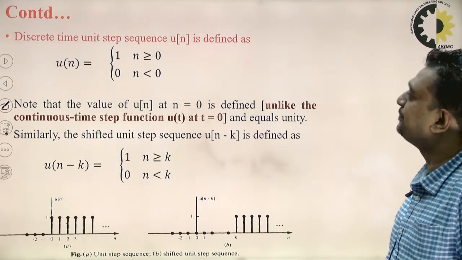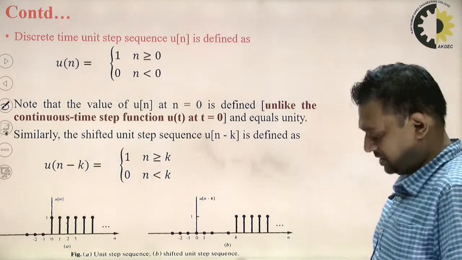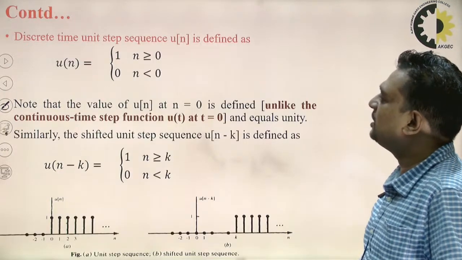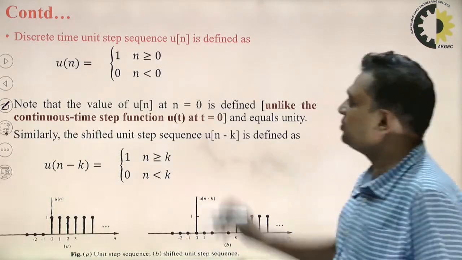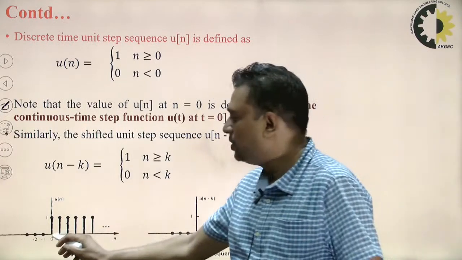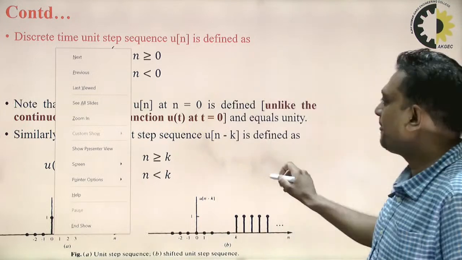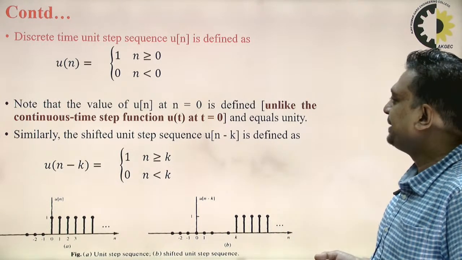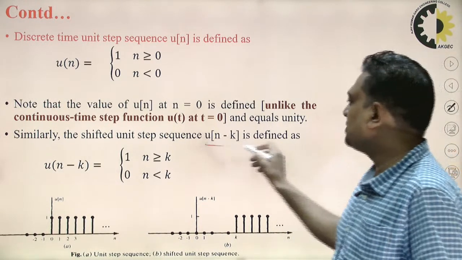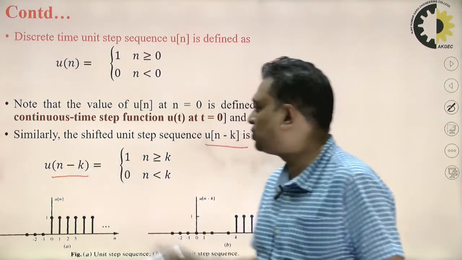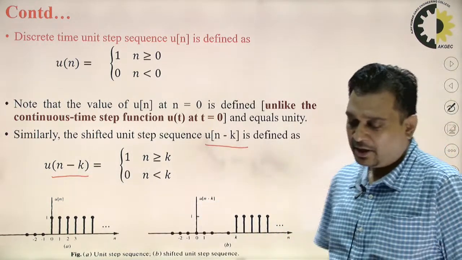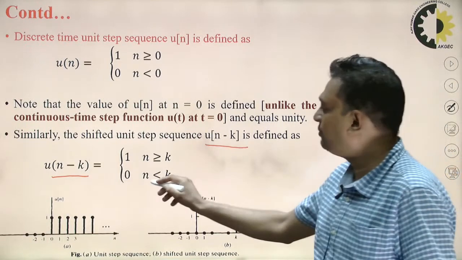Then the difference between continuous and discrete time is that here n is also equal to 0, so this signal is defined at n equals 0. So we are having an impulse value at n equals 0 also here. The shifted sequence u(n minus k) is defined as 1 for n greater than or equal to k, and 0 for n less than k.